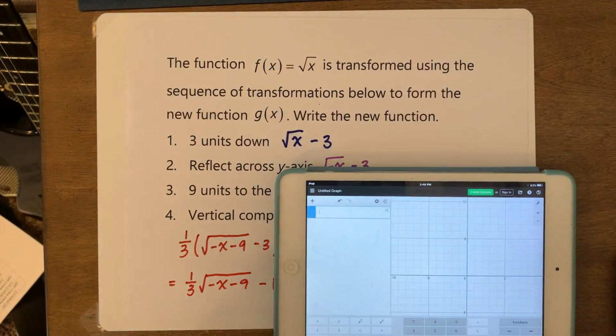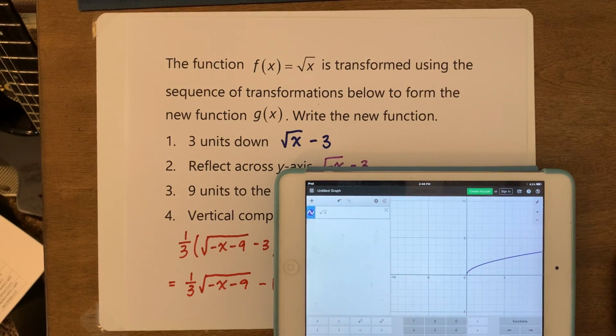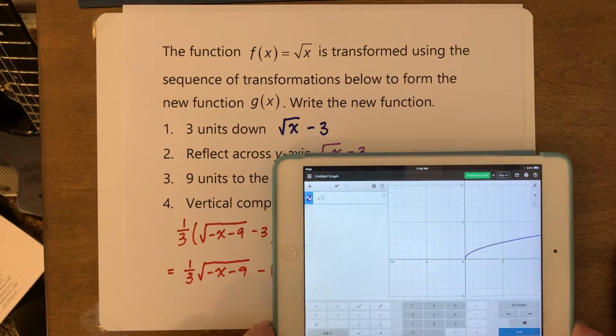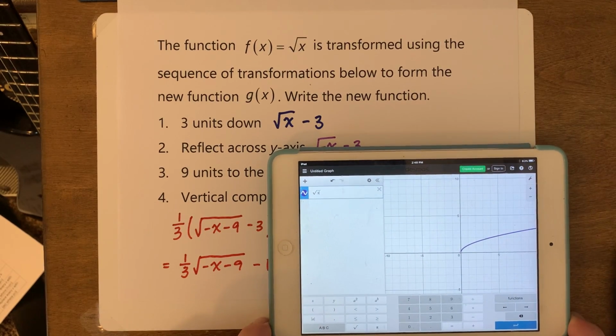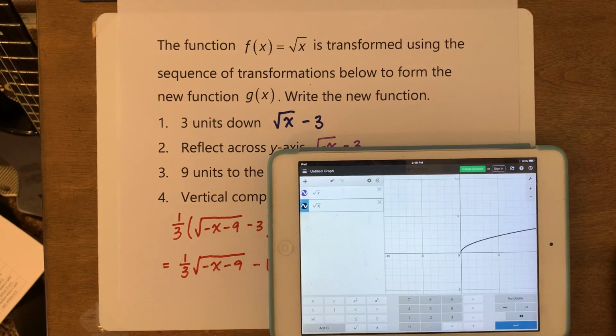All right, so first thing we need is square root of x. And there it is, there's your square root function. Okay, then, let's see if I can get all of this in the shot here. Then we're going to move it 3 units down. So square root of x, arrow over, minus 3. Okay, so it moves it 3 units down. Okay, get rid of that one.